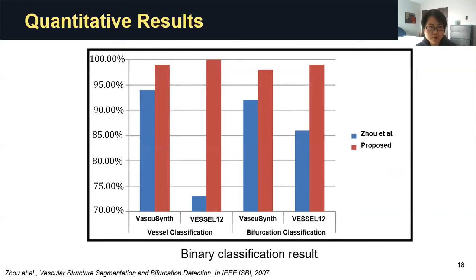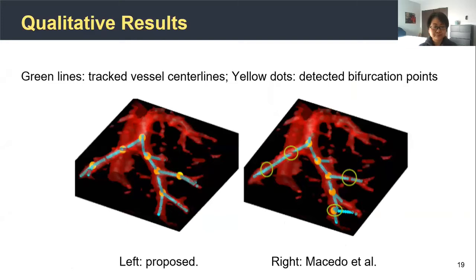And here's another quantitative result comparing to another machine learning based method for patch-based classification. We can see the proposed method are the red bars here on binary classification accuracy. The blue bars is the competing method. A higher red bar means a higher classification accuracy of the proposed method. And here's some qualitative result. The left one is the proposed one, and the right one is the competing method. We can see the competing one has a lot of missing bifurcations.